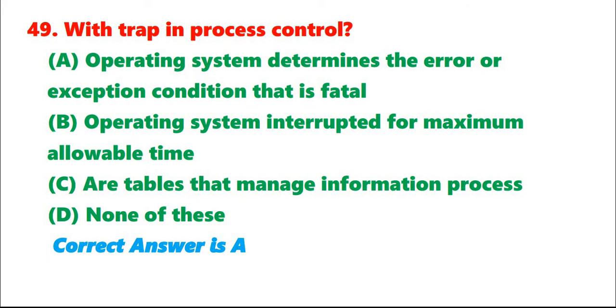49. With trap in process control: A. Operating system determines the error or exception condition that is fatal. B. Operating system interrupted for maximum allowable time. C. Are tables that manage information process. D. None of these. Correct answer is A.